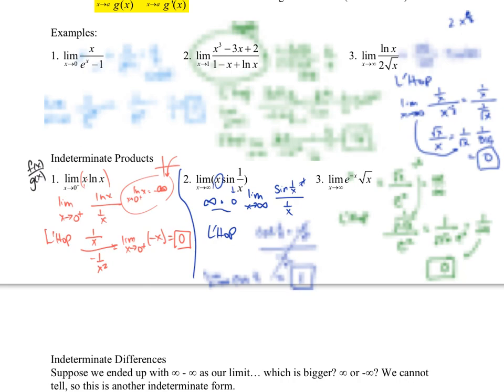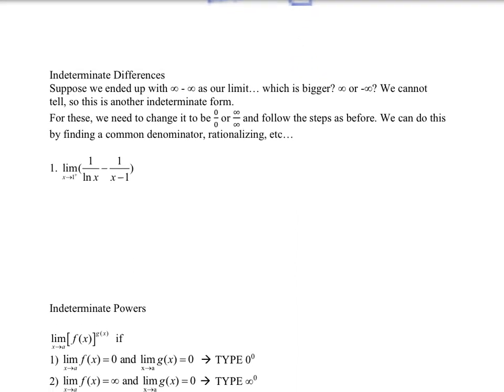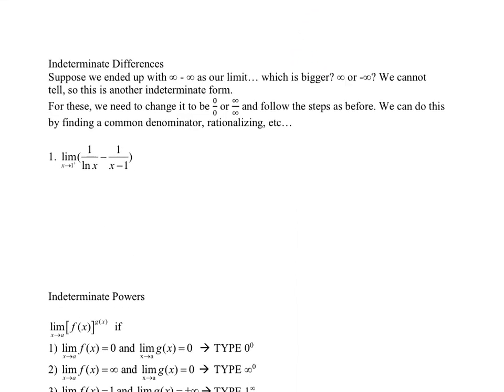All right, let's take a look at what we got next. Indeterminate differences. Suppose we ended up with infinity minus infinity, which is bigger, infinity or negative infinity? We cannot tell, so this is another indeterminate form. So for these, we need to change it again to be something similar to 0 over 0 or infinity over infinity, and follow the steps as before. And we could do this by typically finding a common denominator, rationalizing it, etc.